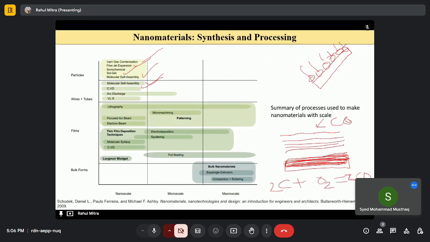So this was that type of process, and again we have an arc discharge process, the same, to form the wires and tubes. To form films we have a number of processes. We first start with the lithography process, and then we have a micro machining process where we have nanoribbons, right, where we have a shear deformation.